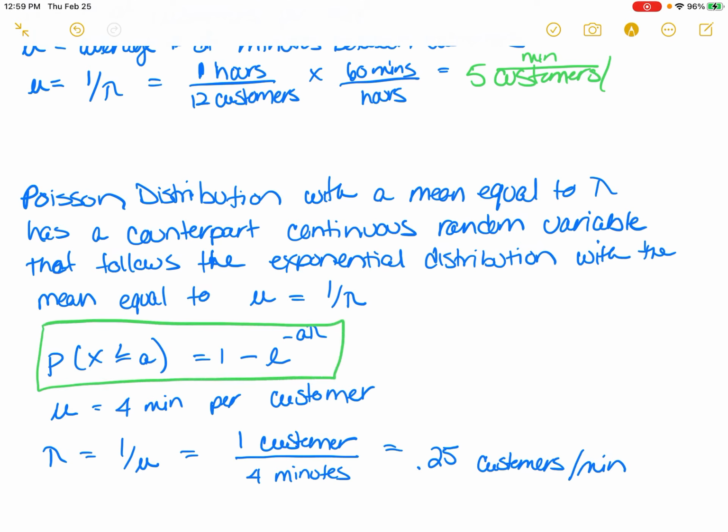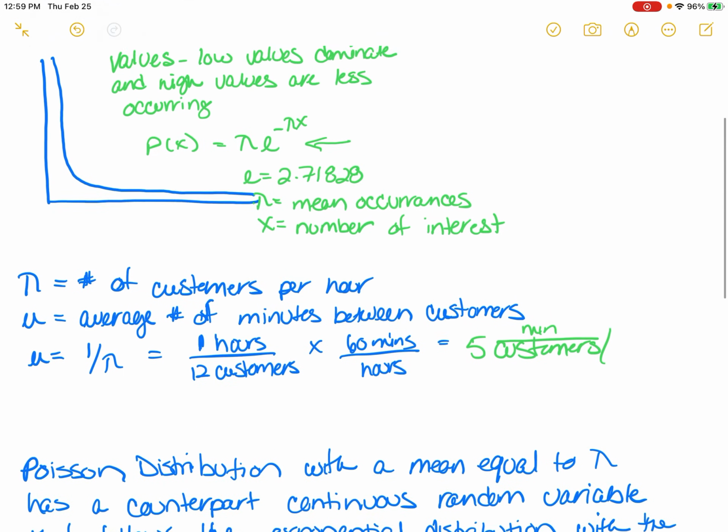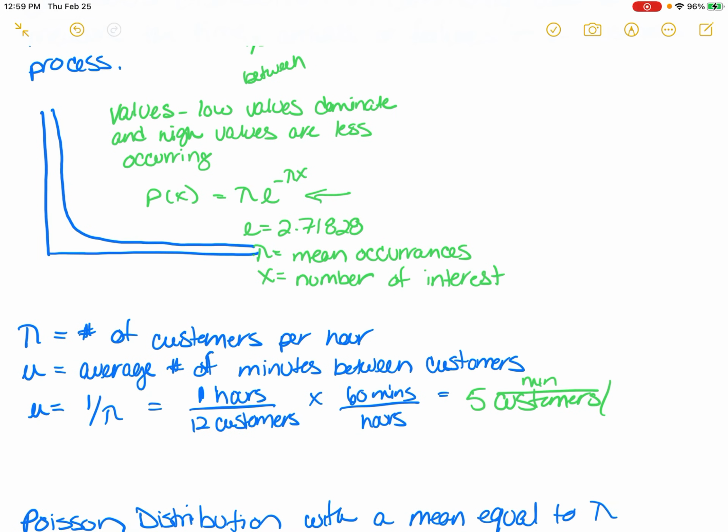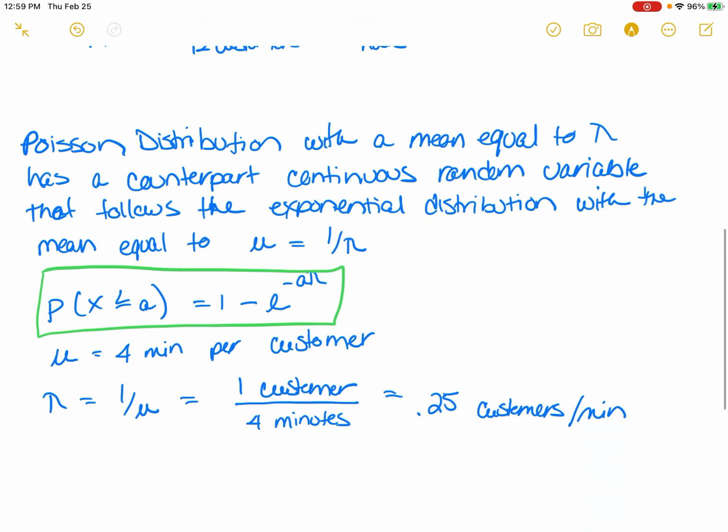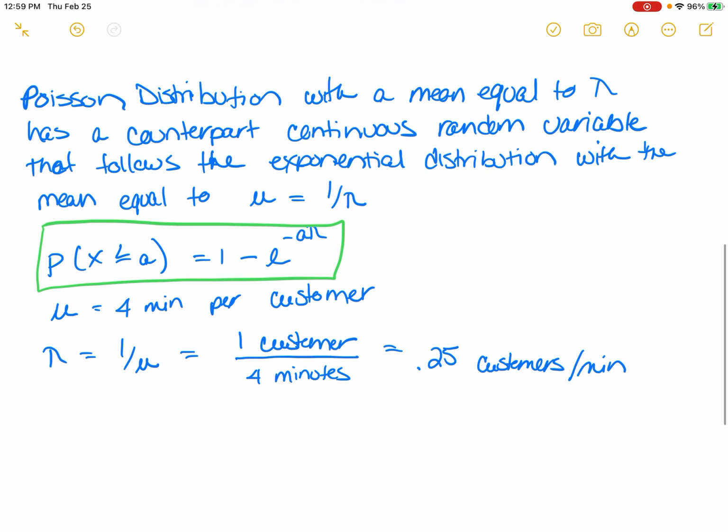We're going to use this formula right here, and I use Excel for this. The probability that x is less than or equal to a, because this is a continuous probability distribution. With continuous, we're always going to be finding the area under the curve, right? So we know that the probability that x is less than or equal to a is equal to 1 minus e to the negative a times lambda.